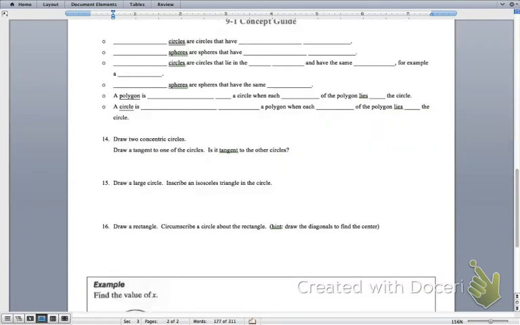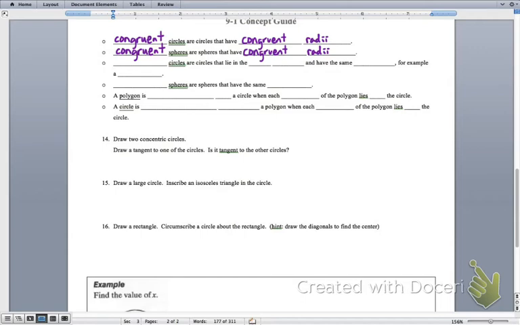Okay, we have a few more definitions here, vocabulary words that you need to know. Congruent circles are circles that have congruent radii. So if you have 2 different circles that have equal radii, then they are considered congruent. They're the same size and shape. Congruent spheres are spheres that have congruent radii. Same thing.